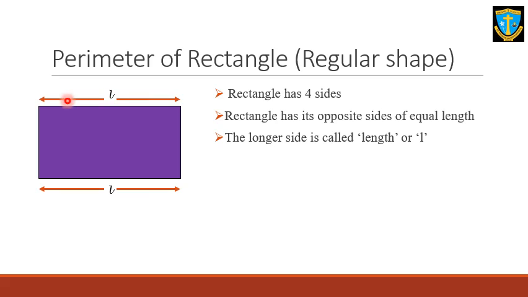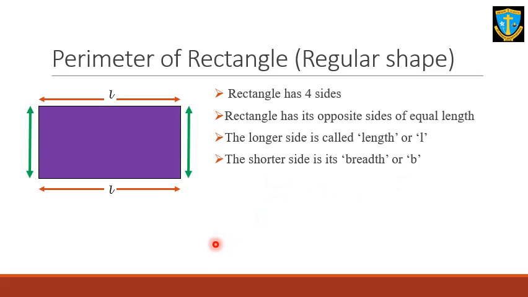So rectangle has 2 lengths and the shorter ones, the other 2 sides which are opposite to each other, they are called breadth, or small letter b. These ones. So rectangle, remember, it has 2 lengths and 2 breadths.